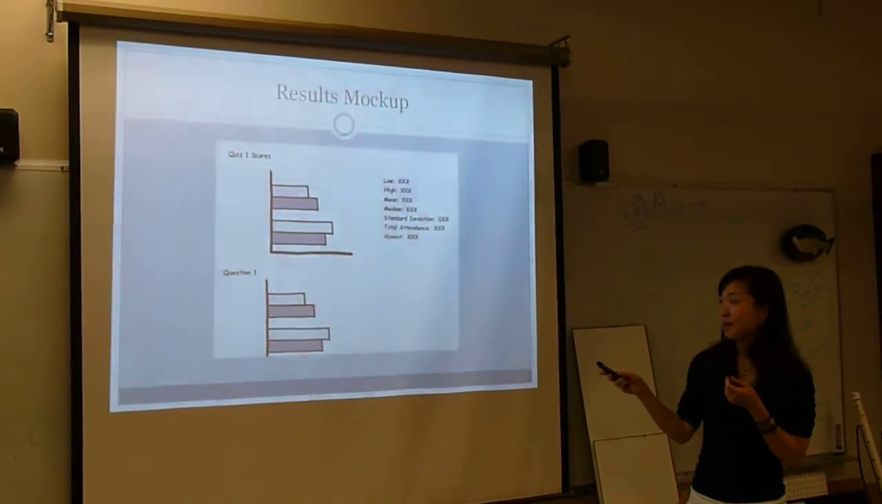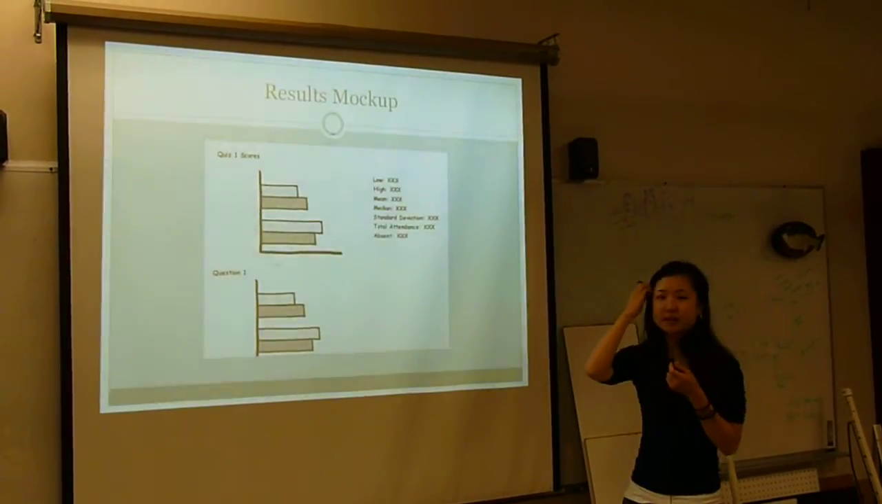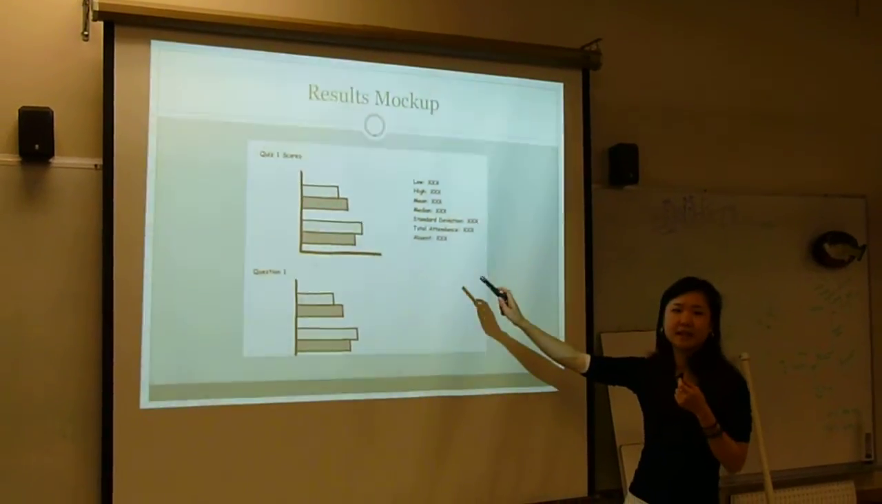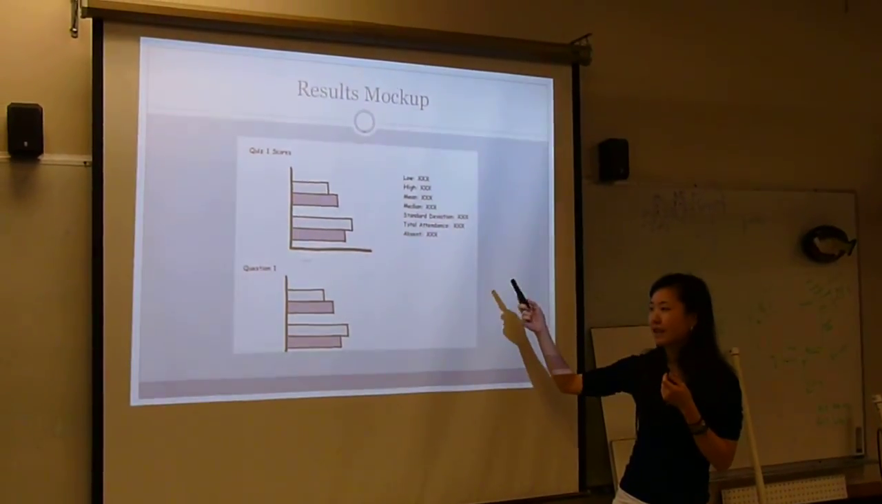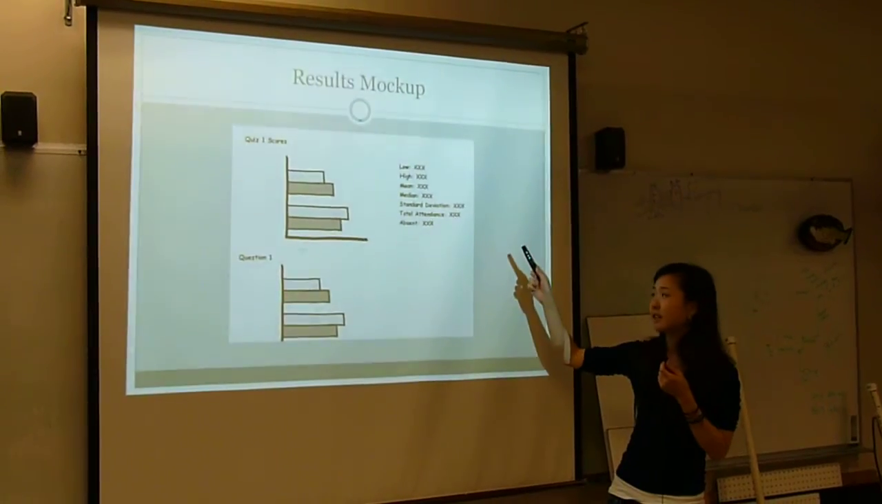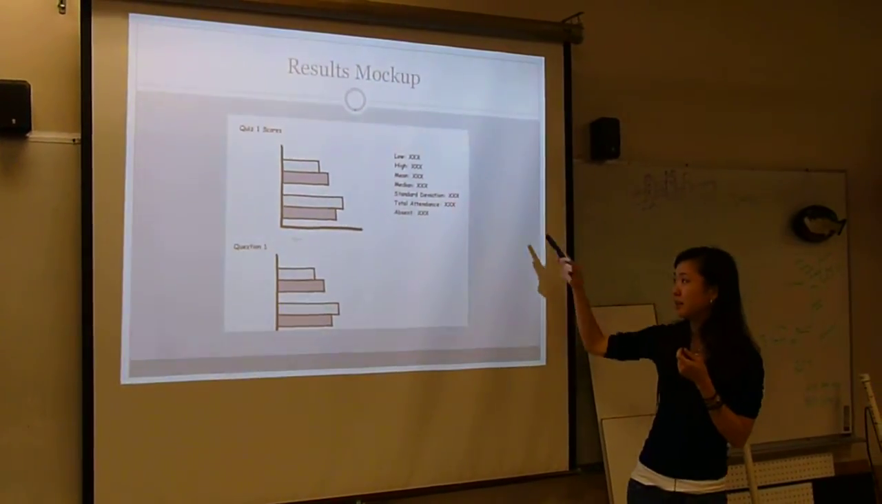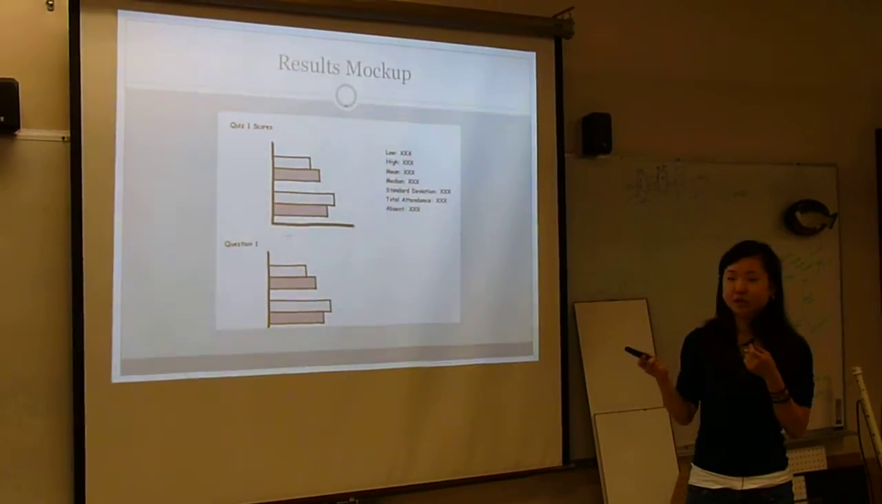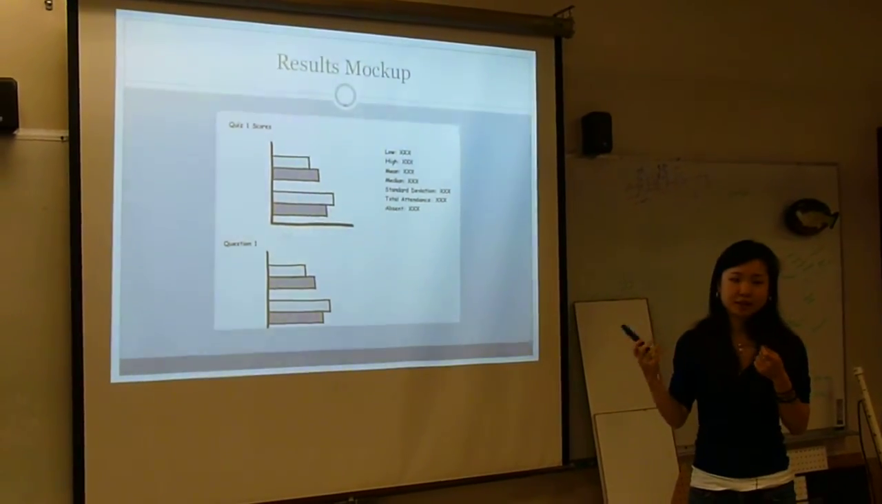And this is the results mockup. So in our results page, we'll have histograms of scores on each question overall, and then some data like low, high, mean, median, standard deviation, how many people attended the lecture and answered the questions, and how many people did not answer any questions at all.